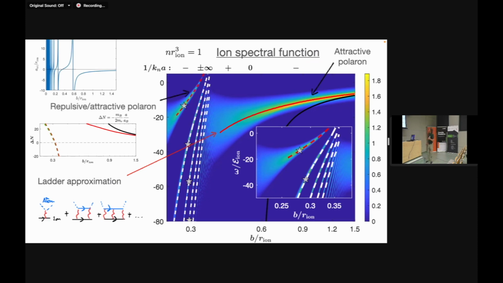Then you have another branch here, which we will say is another polaron, because when you go from here to here, the scattering length is positive, and then it becomes negative here, and you see that the energy of this state goes through zero. So if you just think about it in a mean field picture, it means that this ion experiences a repulsive force with the atoms around it.